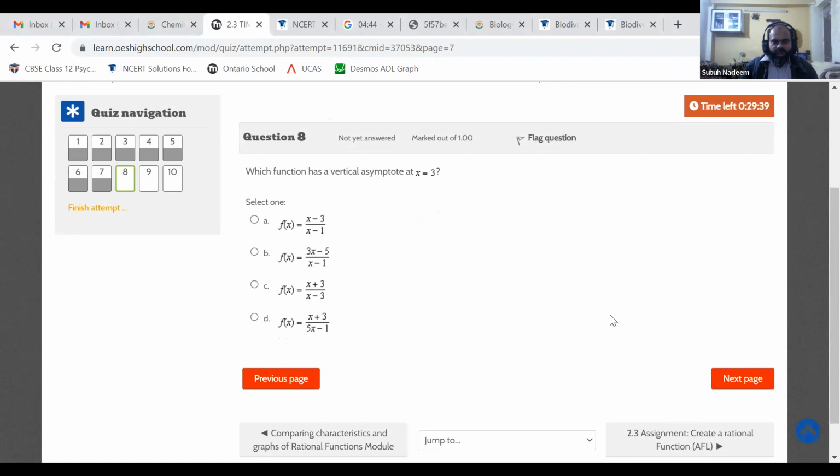Which function has a vertical asymptote at x is equal to 3? How do we get a vertical asymptote? The denominator, right, sir? So is it C? Yes, it is C.